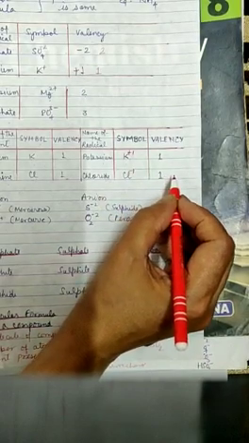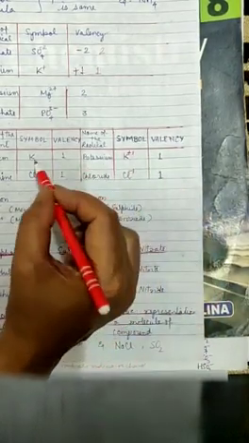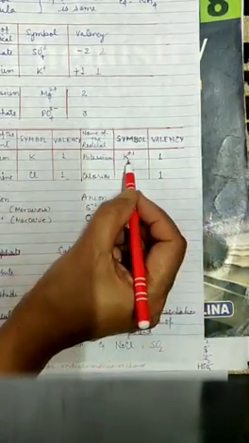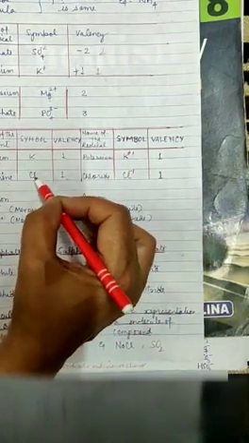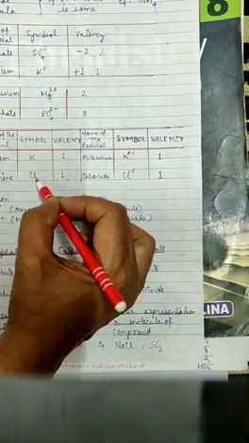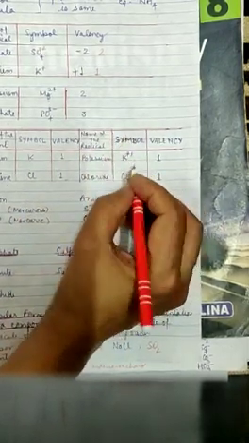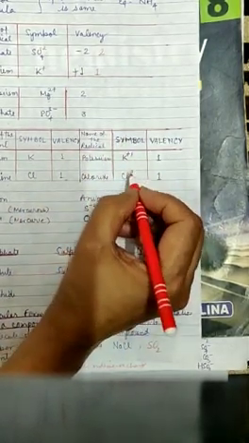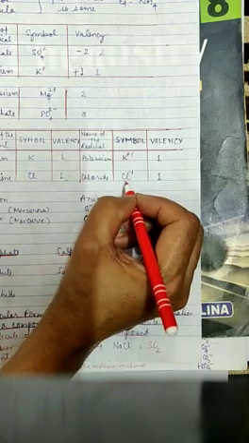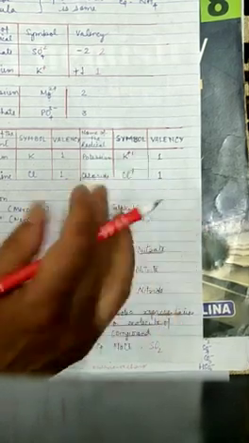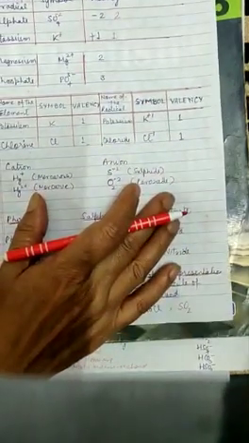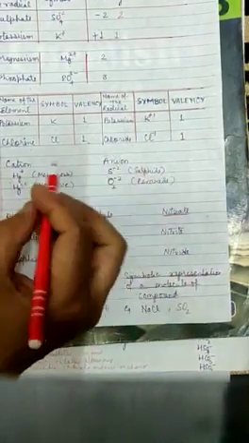I hope you understood the difference between symbol of element and symbol of radical. Symbol of element is only the atom without any charge, because atoms do not have charge. Symbol of radical is along with charge, because radicals are charged. They are not chargeless. Let's move further and see.